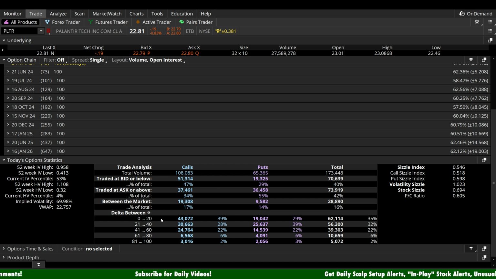But look at this. If we break this down by the short-term speculators, the 0 to 20 delta range, more than double call side bias: 43,000 calls in that range, 19,000 puts. That's what the traders are telling us here today.